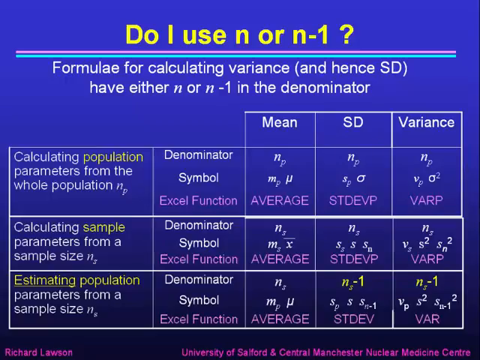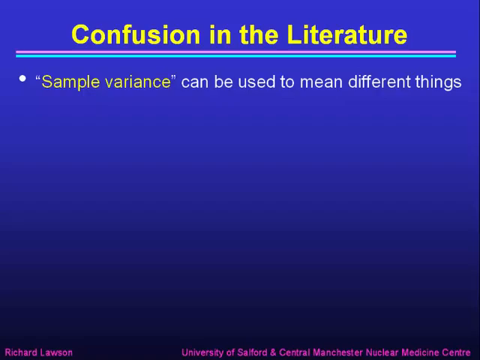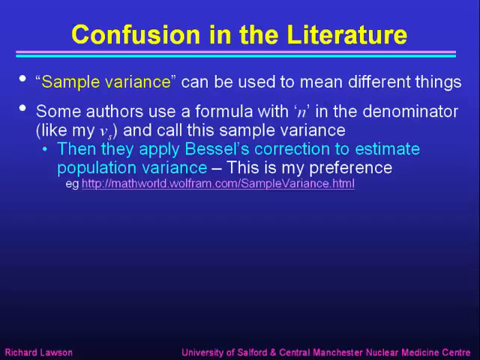I don't blame you if you feel confused at the end of all that. The literature is somewhat confused as well. The name sample variance is used to mean different things by different people. Some authors use a formula with n in the denominator, just like the one that I've given you for the sample variance Vs, and they call that the sample variance. This is the method that I like, because once you've calculated the sample variance, you apply the Bessel correction to estimate the population variance. That's the method that I'm using in these lectures, and certainly other people in the literature will do the same thing.